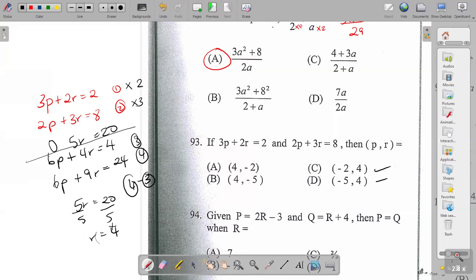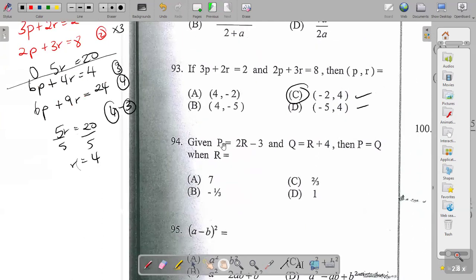So since r is 4, we're going to substitute into this one. So 3p plus 2 times 4, because r is 4, is equal to 2. So that would give me 3p is equal to 2 minus 8. So 3p is equal to negative 6, divided by 3. So p is equal to negative 2. So our answer is C.